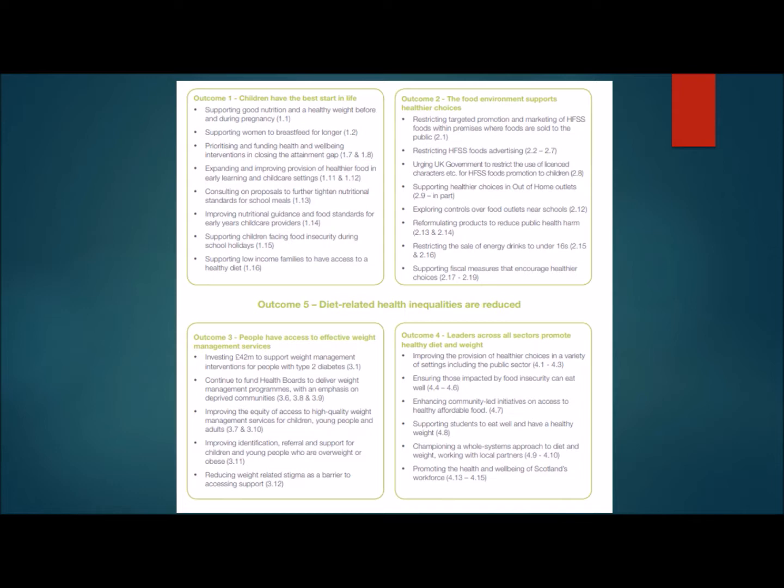The fourth outcome is looking at leaders across all sectors promoting a healthy diet. So this is sort of like public sector setting a good example. It's looking at the food that's served in public sector, so things like hospitals, sports centres, schools, making sure it's appropriate healthy food to try and reduce our issues with weight and obesity.